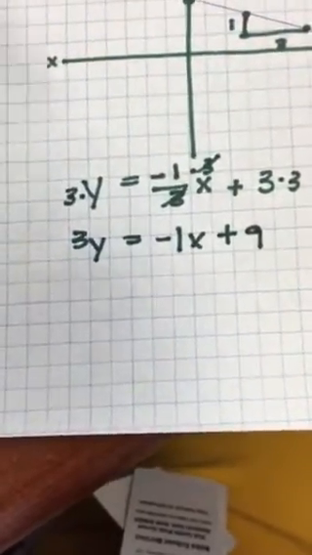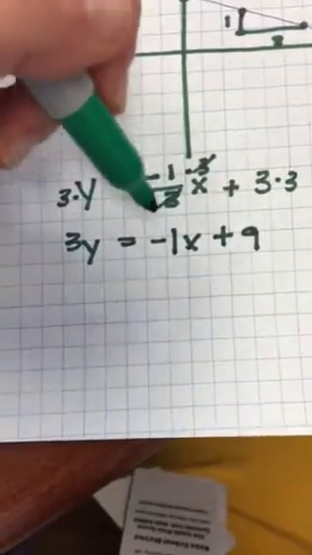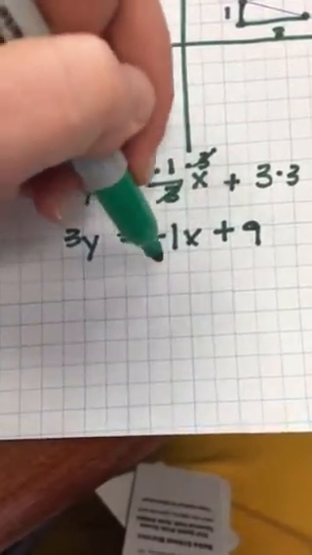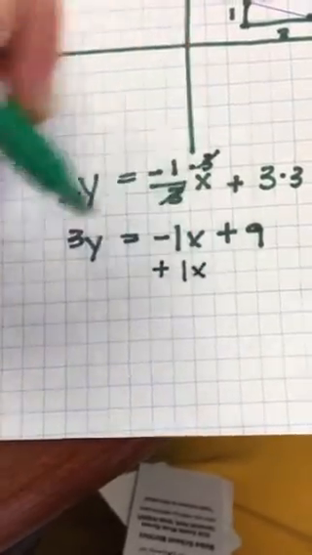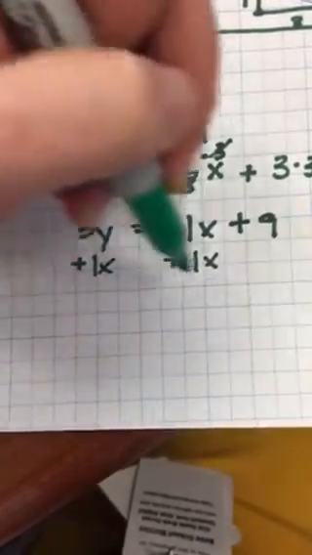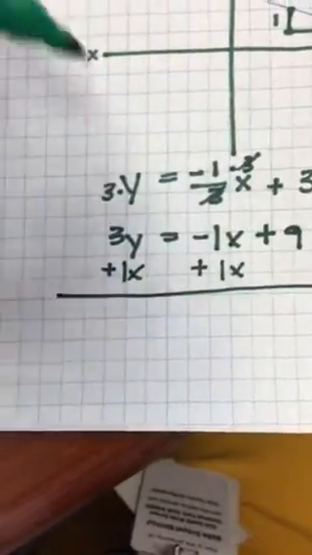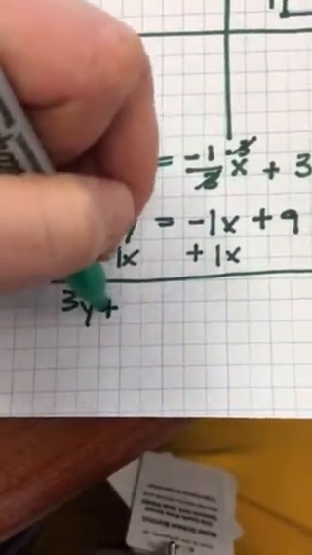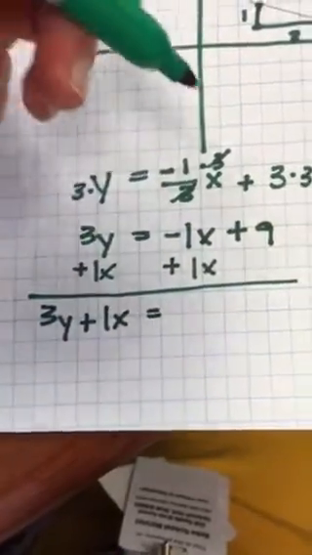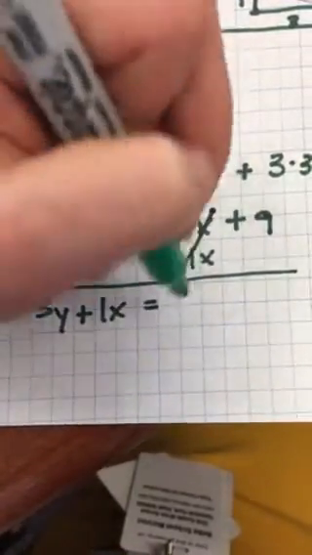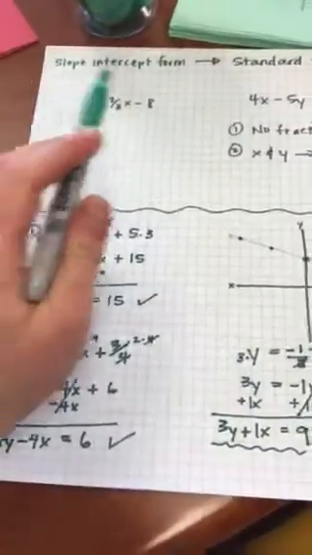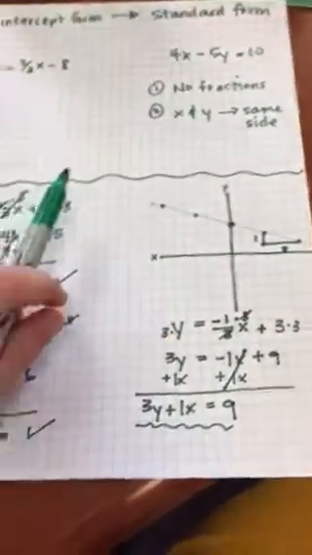Sweet, almost done. The last thing, we need the x's and y's on the same side. Since that's a -1x, I'm going to add 1x to both sides. So what are we left with? We can't put those together, so I'm just going to write them. 3y plus 1x equals, and those are gone. The only thing I'm left with is 9. So there's a quick little recap on how to change things from slope-intercept form to standard form.